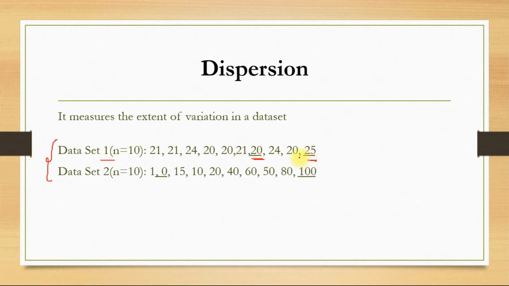So that means all 10 values are in between these 2 points, 20 and 25. While in the second dataset the minimum value is 0 and the maximum is 100. So here the 10 data points are distributed in between 0 and 100, a wider range. So that is why dataset 2 has more dispersion as compared to dataset 1.